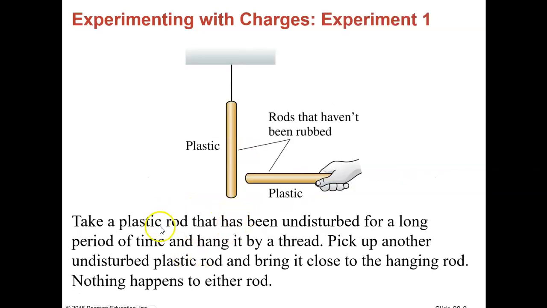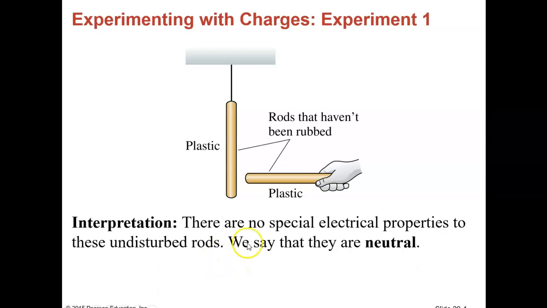Initially you take a plastic rod that's been undisturbed for a long period of time, so it's just hanging there. They haven't been rubbed by anything. You just pick them up and nothing happens to either rod. You're like, okay, this is dumb. Nothing's happening. So there's no special attraction. Nothing moves. Nothing does anything interesting. We say these both have a neutral charge, or no net charge, so no excess electrons or no deficit of electrons.